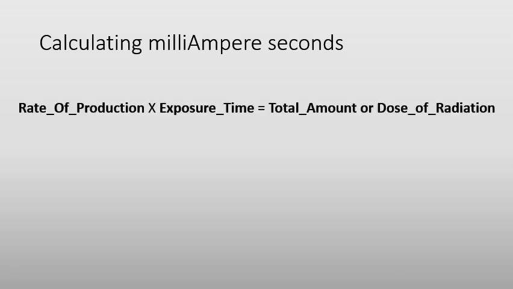This leads to a math calculation. The rate of radiation production multiplied by the time of exposure produces a number that indicates the total exposure and provides information regarding the relative dose the patient received during the exposure. More simply put, mA multiplied by time equals mAs.